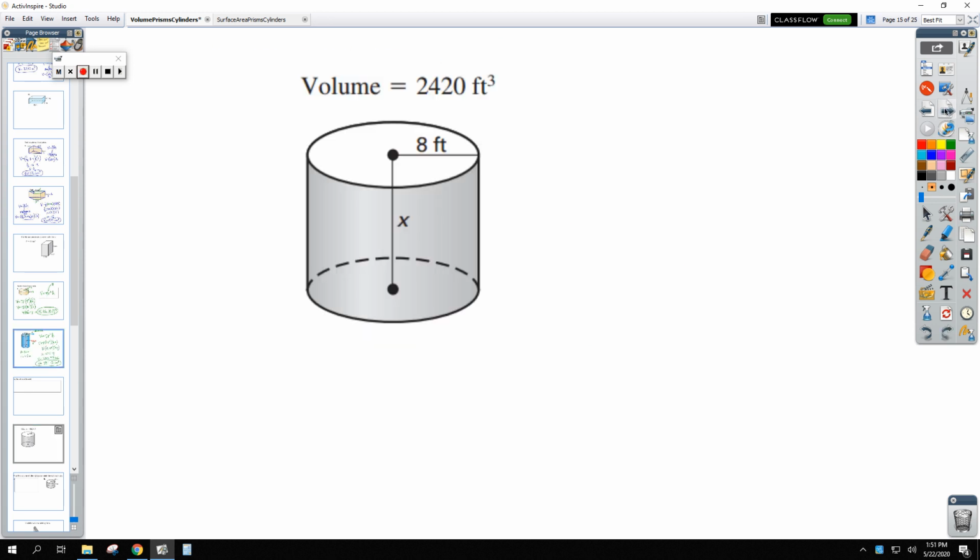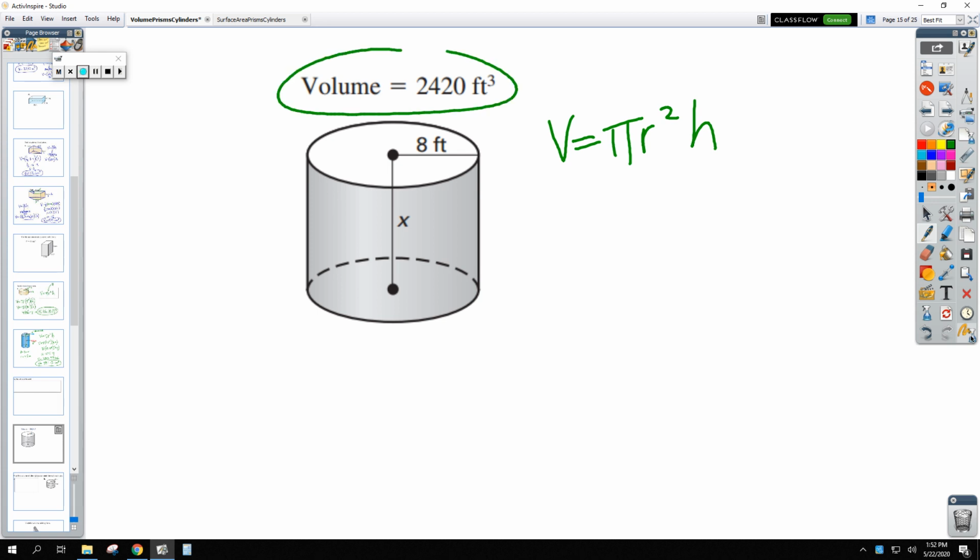Kind of a tricky one, but it shouldn't be too crazy. Now you notice they give us the volume. Volume of this cylinder is 2,420 cubic feet. What's missing though is the x here, which is what part of the cylinder? That's the height of the cylinder, correct? So essentially what they're asking for in this problem is, what is the height of this cylinder? Well, let's bring up the volume formula again. For a cylinder, it's pi times the radius squared times the height. Yes? What info have they given us?